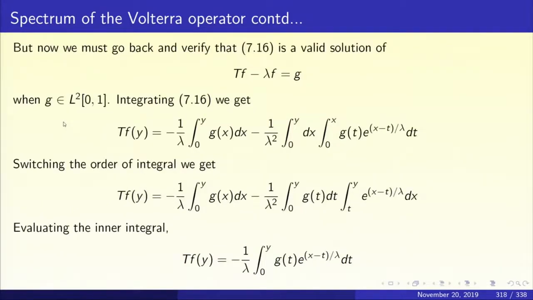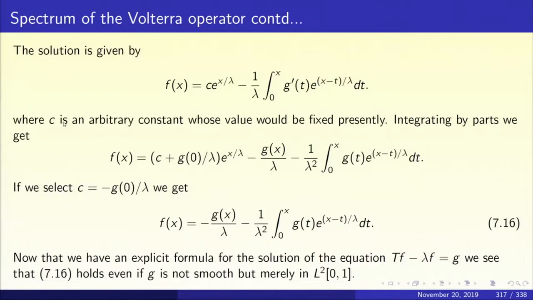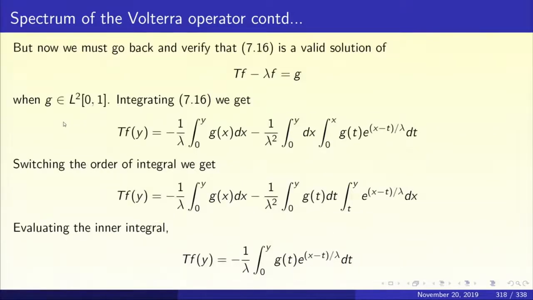So we have to calculate Tf. What is Tf? Remember, what is our f? Our f is minus g(x) upon lambda minus 1 upon lambda squared integral 0 to x g(t) e to the power (x minus t) by lambda dt. We must integrate this from 0 to y. That is your T. What is the Volterra operator? Integrate, indefinite integral. That's a Volterra operator. So we integrate this. So Tf of y is minus 1 upon lambda integral 0 to y g(x) dx minus 1 upon lambda squared. One more integral will come. Integral 0 to y dx integral 0 to x g(t) e to the power (x minus t) by lambda dt.